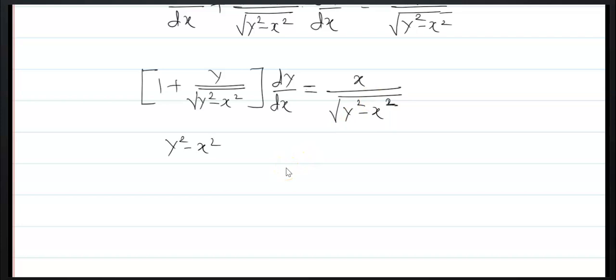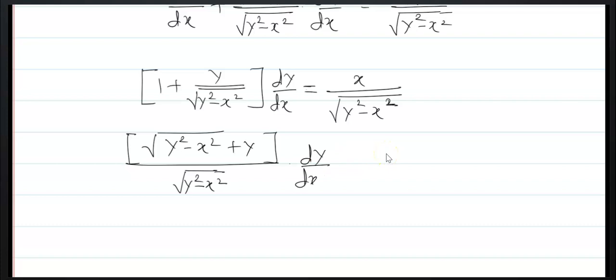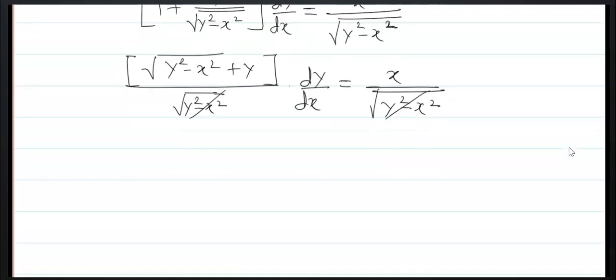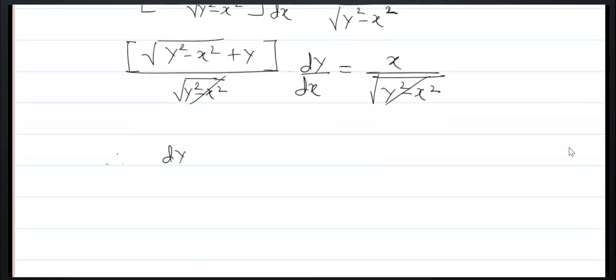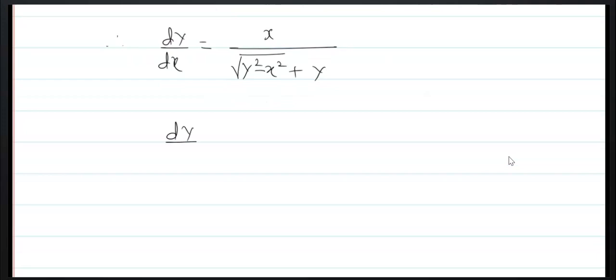Now simplify this. That is root of y square minus x square plus y upon root of y square minus x square, into dy by dx, is equal to x upon root of y square minus x square. Now these two terms get cancelled. Therefore dy by dx is equal to x upon root of y square minus x square plus y.